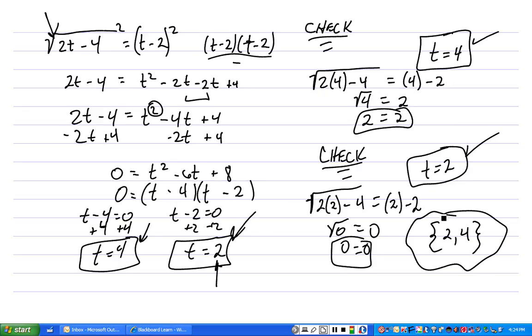Alright, try some more. Alright, I got my second win, so we're rolling now. Here we go. We have this. Need to get y's together. Okay, so I say square root of y equals, and I would subtract 6 and subtract 6.